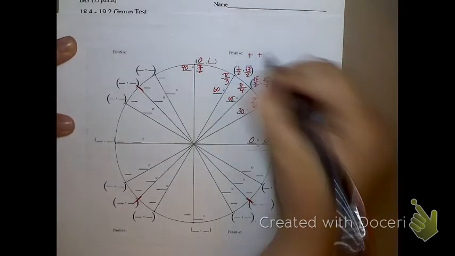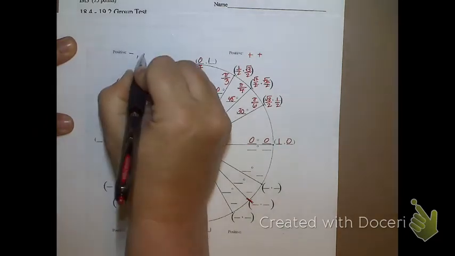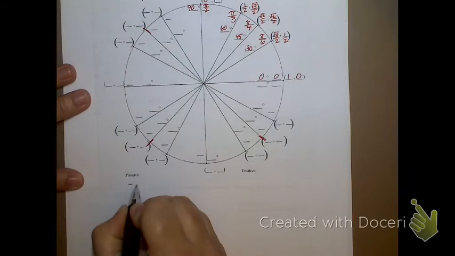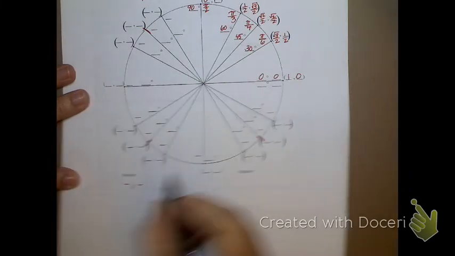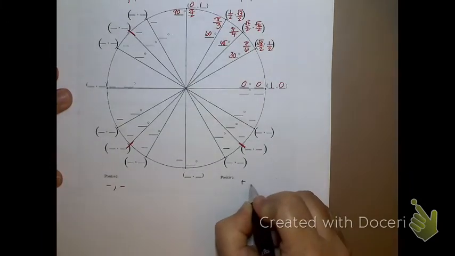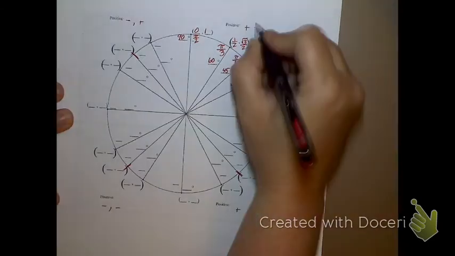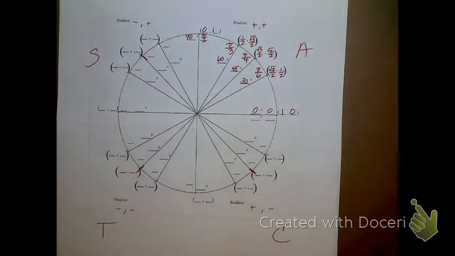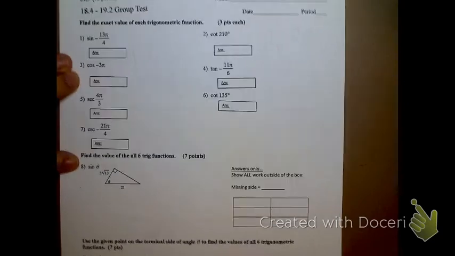Everything is positive here. This one would be negative, positive, so negative cosine, positive sine. This one's negative, negative. Both of them are negative. This one is positive, negative. I can also remember that all students take calculus stuff because I'm going to need all that. Okay? So, now I'm ready to go.